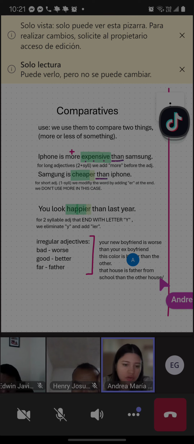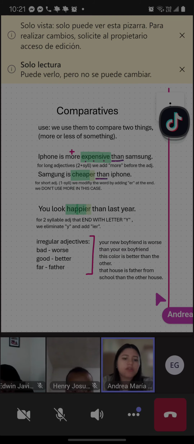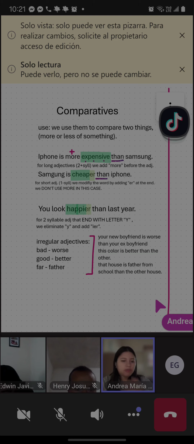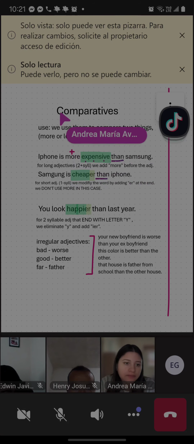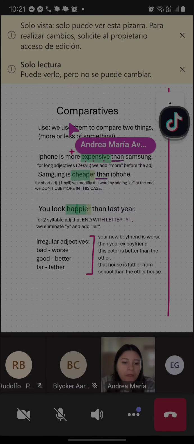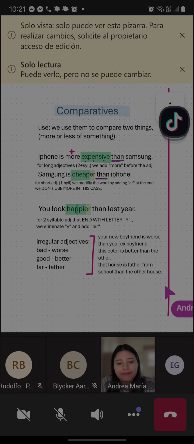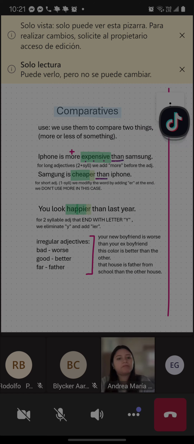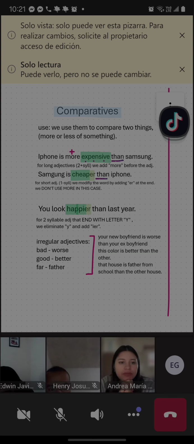So as you can see, we don't use more. We don't say more worse or more better or more farther. These are irregular adjectives. So are we clear with comparatives or do you have any questions? Please, if you have questions, ask me. This is the moment to ask. Teacher, sorry. What is the comparative of little? Less. Thank you, teacher. Okay. Any other question? No, teacher.